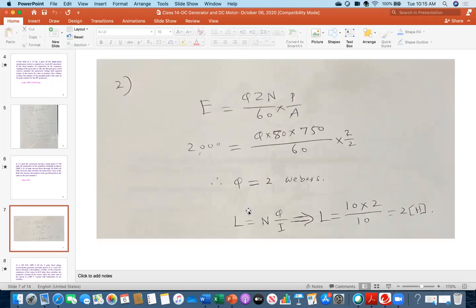And then the question was, what was the inductance for the field coil? So this is the equation, L equal to N phi over I. From here, the number of turns is 10. We got phi 2 from here, and then the current flow is 10. So 10, 10 cancel. 2 Henry is the answer. Everybody, again, you take your calculator and see that this is correct.